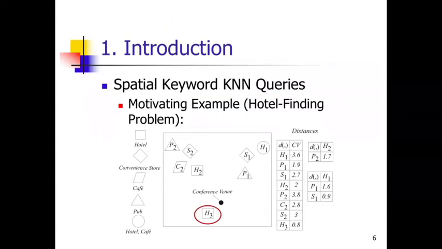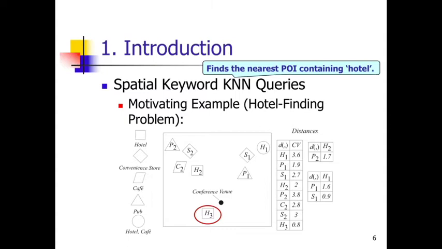The first highly related work is spatial keyword kNN queries. In our case, k is equal to 1, and it simply finds the nearest point of interest containing the keyword hotel, which is H3. But the vicinity of H3 is almost empty.